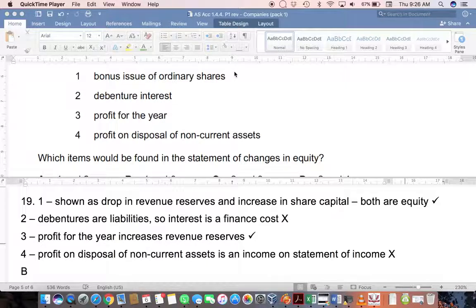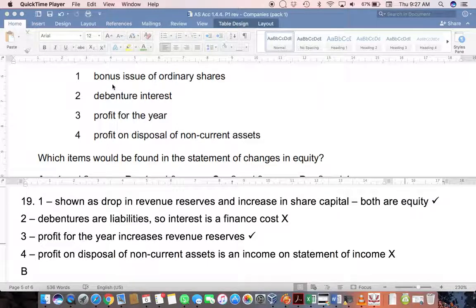The first one, the bonus issue of ordinary shares, would be shown as a drop in your revenue reserves and an increase in share capital. Because remember, a bonus issue is sort of like in place of a dividend. So instead of the existing shareholders having to pay for new shares, as with a rights issue, a bonus issue means they are simply getting extra shares as a bonus in lieu of dividends usually.